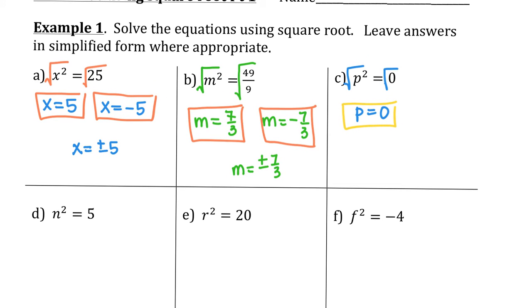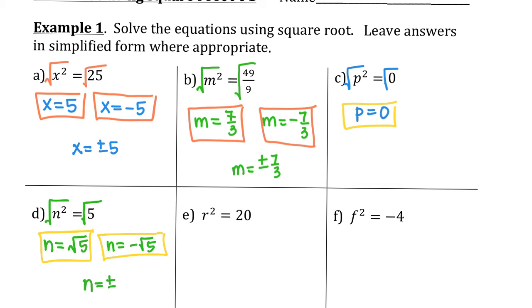Okay, n to the second is 5, so I'm going to square root both sides. The square root of 5, I don't know the square root of 5, it's irrational. So I'm going to get n is the square root of 5. Because this was n to the second, I could also get n is negative square root 5. So I get two answers, positive square root 5 and negative square root 5. Make sure the negative's on the outside. And you also can write this as n is plus or minus square root 5, if you would prefer to write it that way. Let's keep going.